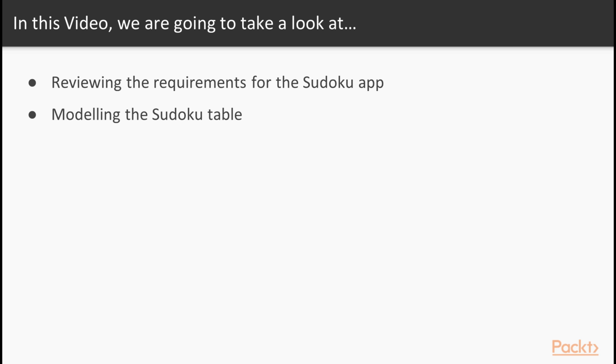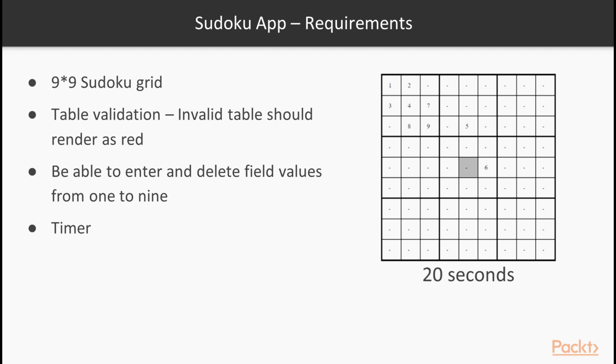Let's review the requirements for the application once more. We have to implement a 9x9 Sudoku grid with validation. Whenever the table is invalid, the Sudoku table has to be rendered as red with a red background. We should be able to change the value of each and every cell from 1 to 9, and we should also provide the ability to clear the value of a field by pressing space. In addition, we have to implement a timer.